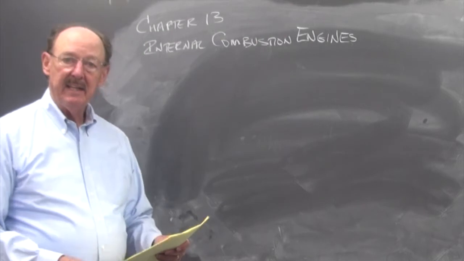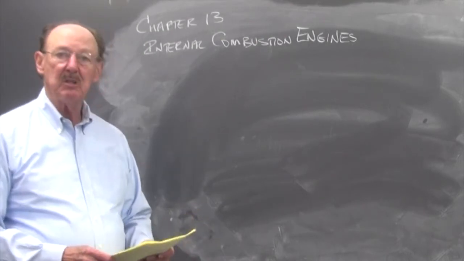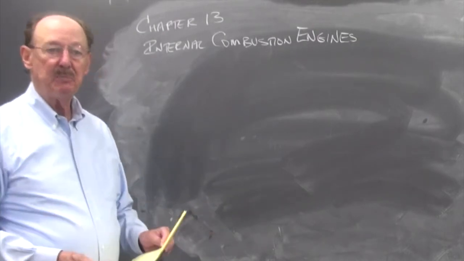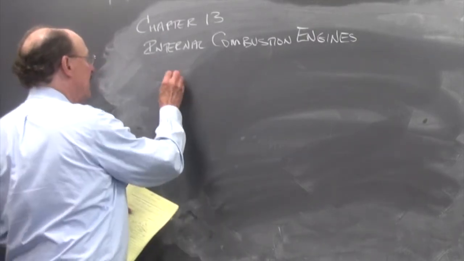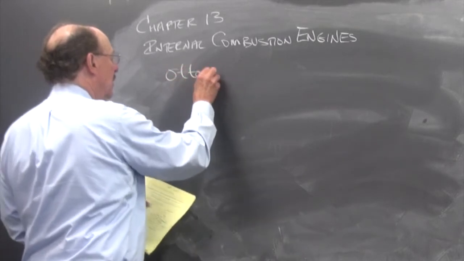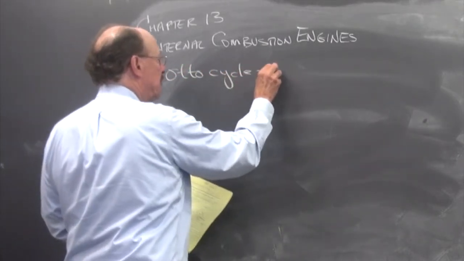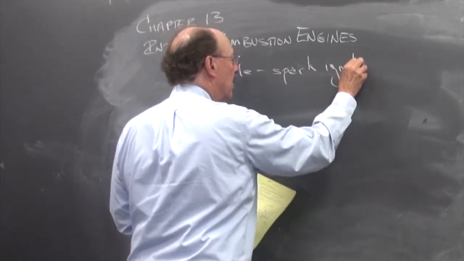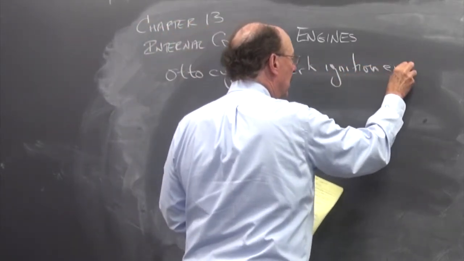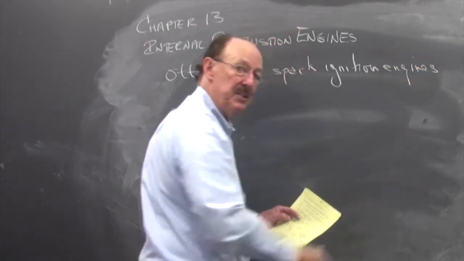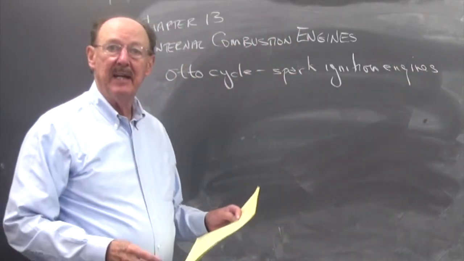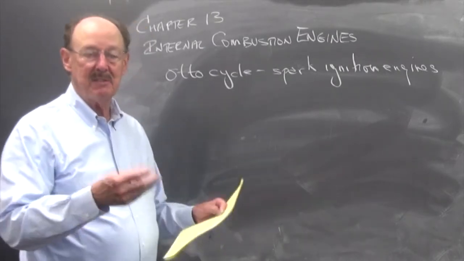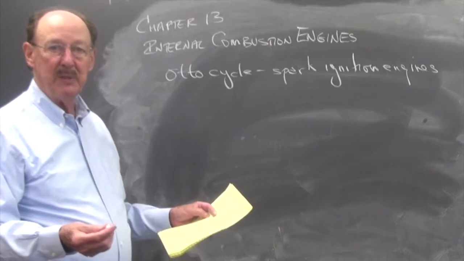What we want to look at in this chapter is modeling internal combustion engines. There are two models that we use. We have the Otto cycle, which is for spark ignition engines. And this is what we typically have in our cars and light-duty trucks. It uses gasoline, there's a spark plug, it has all that sort of stuff happen, which we'll go into briefly.